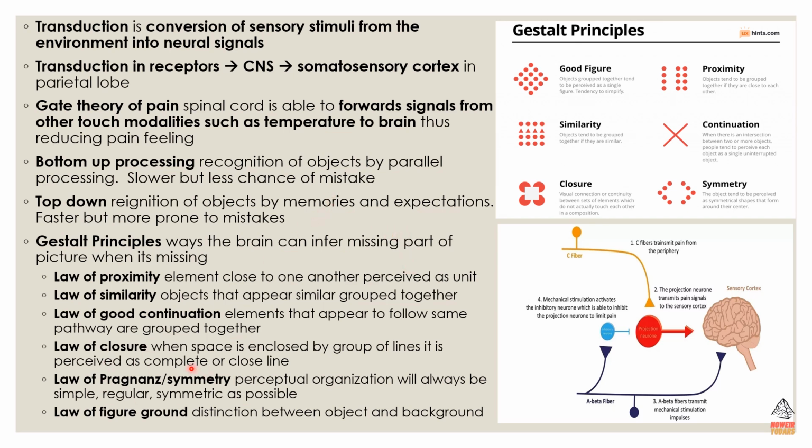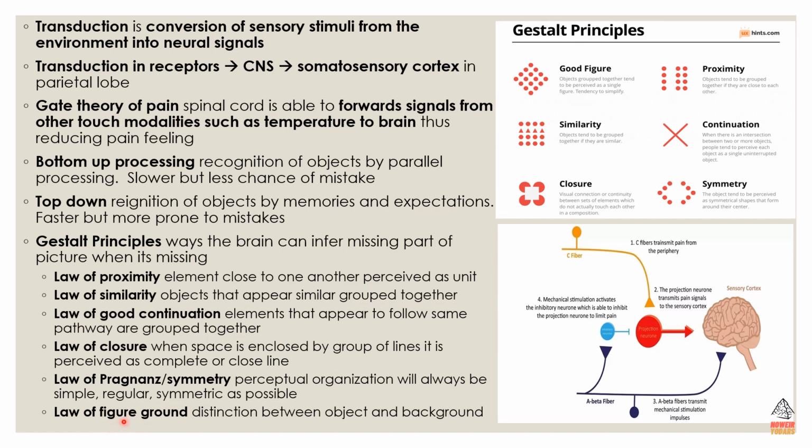Then the law of closure. When a space is enclosed by a group of lines, it's perceived as complete or closed. Let's say you have a missing triangle, where a side of the triangle is missing. What are you going to do? You're going to fill it in to complete the triangle, and that's basically the law of closure.